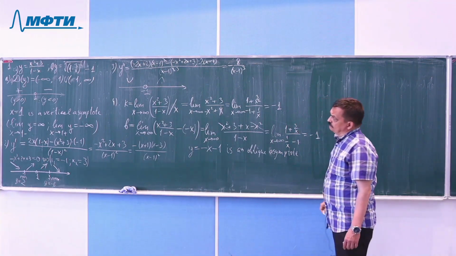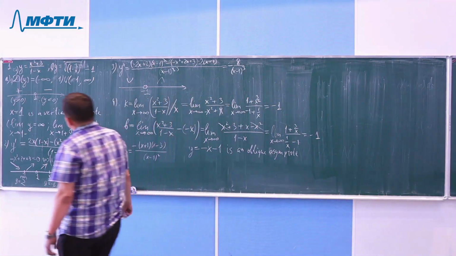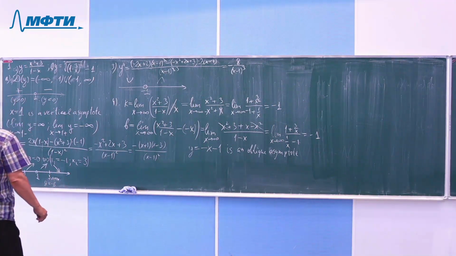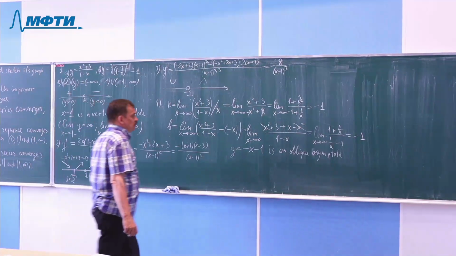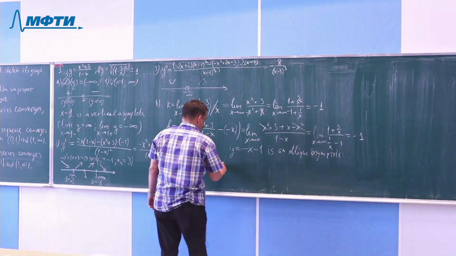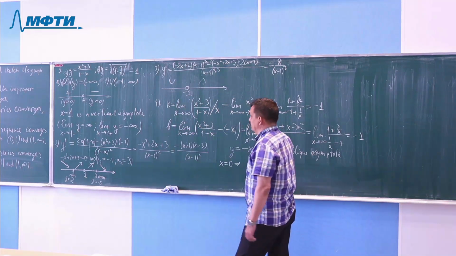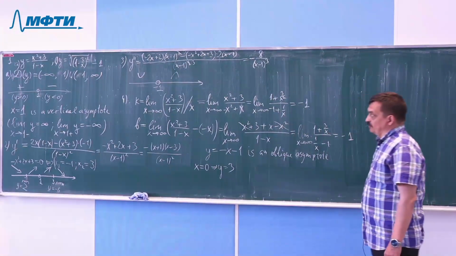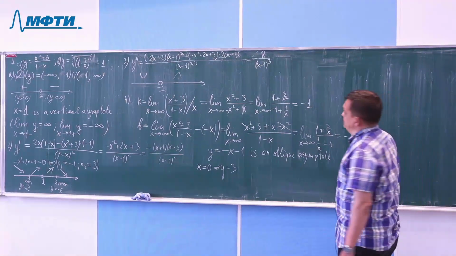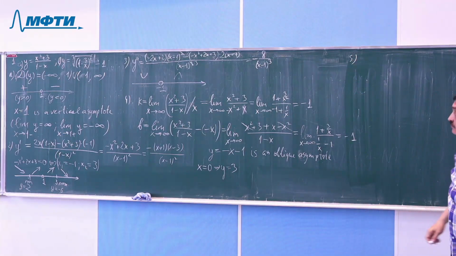Also, we can determine intersections with coordinate axes. The only intersection is when x equals 0, then y equals 3. That is the only point of intersection. So the last stage: sketch the graph.